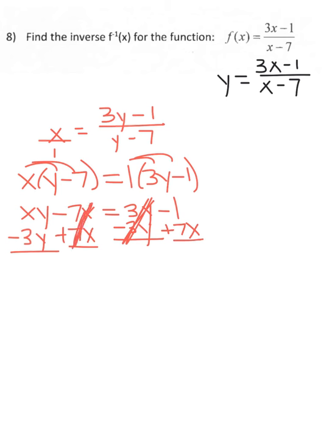Okay, so these cancel. So now on the left-hand side, these are not like terms. This one has an x on it, and this one doesn't. So you're just going to have to leave it as xy minus 3y. And on the right-hand side of the equation, rather than writing negative 1 plus 7x, I'm going to write that as 7x minus 1.